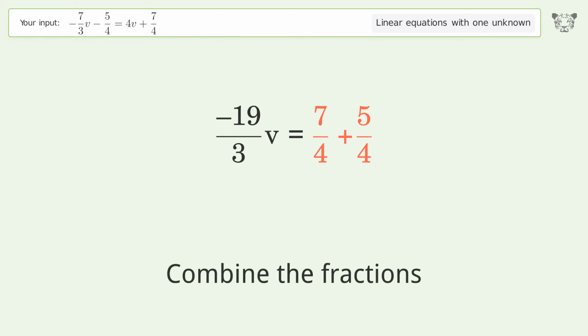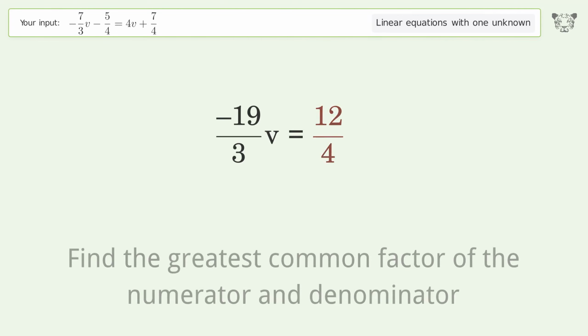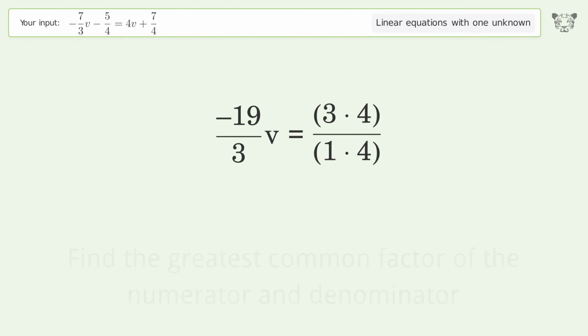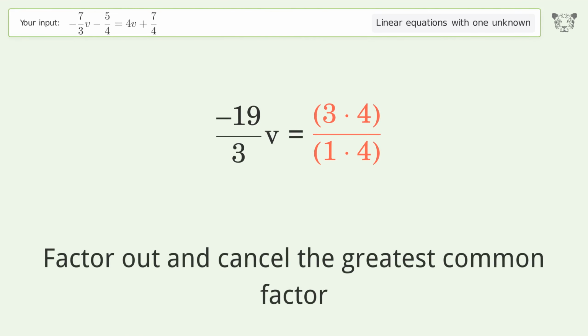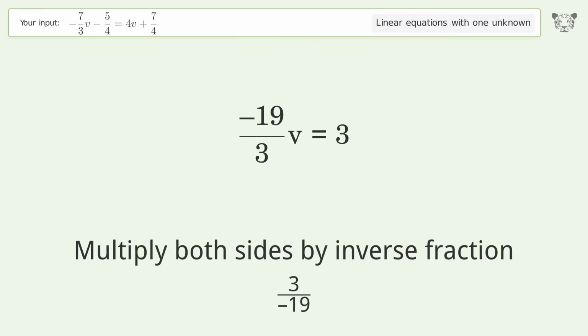Combine the fractions. Combine the numerators. Find the greatest common factor of the numerator and denominator. Factor out and cancel the greatest common factor. Isolate the v. Multiply both sides by inverse fraction 3/19.